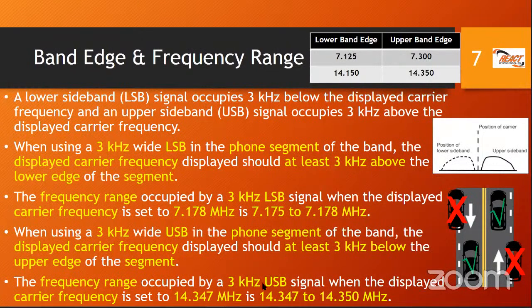But when you transmit, because you're transmitting upper sideband, and that signal is going to take up 3 kilohertz, your transmission is actually occupying 14.347, which is what your readout on your radio is saying. But it also goes all the way up to 14.350. Your signal occupies all of that because your transmission occupies bandwidth. And that range is where your signal will be.